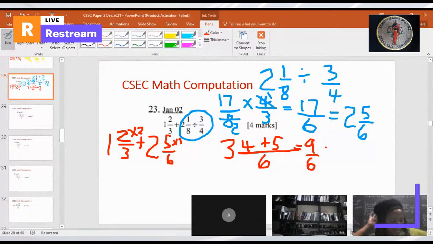Are we gonna leave it like that? No, miss, it can be reduced. It's 9 over 6, an improper fraction now, so we need to change it to a mixed number. Yes, miss. So how do we change it to a mixed number? 6 into 9 goes 1 time, miss. Remainder 3 goes over 6, miss.